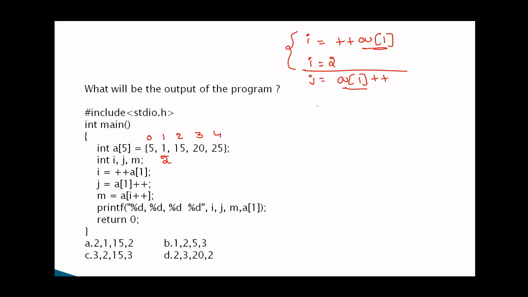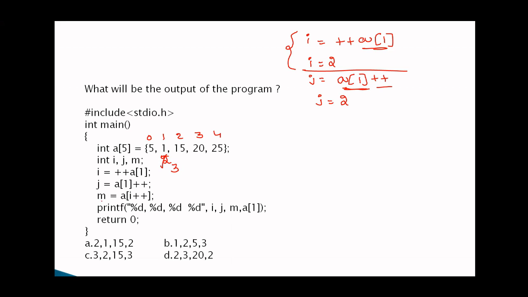The 2 is assigned to j. So, j becomes 2. Now, what happens? A of 1 value is incremented. Up to now, A of 1 value is 2. Now, by incrementing, the A of 1 value becomes 3. You got it? After assignment, I am incrementing the A of 1 value.